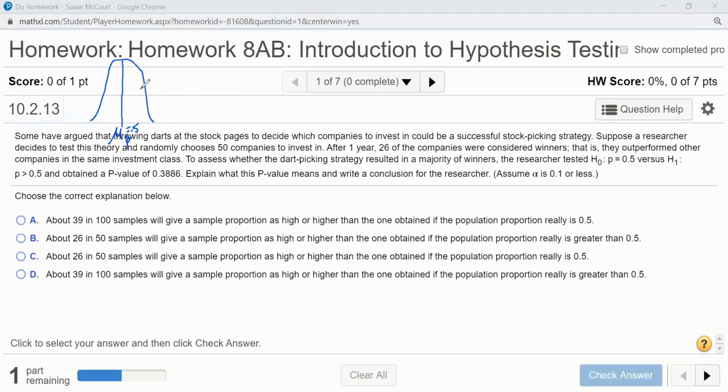We're going to look at our sample. Let's say it's here, and our p hat was 26 out of 50, which is going to be 0.52. So 26 divided by 50, I get 0.52, whereas p hat here, the mean was 0.5. So they did the test and got a p-value of 0.3886.